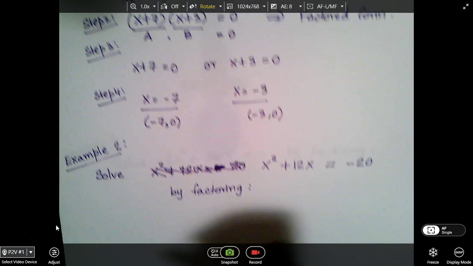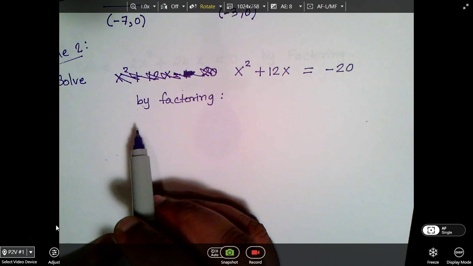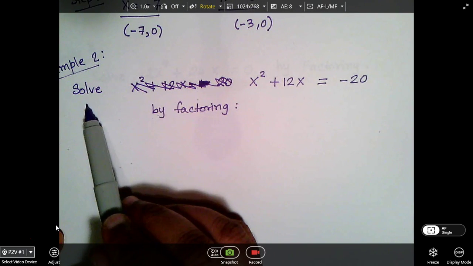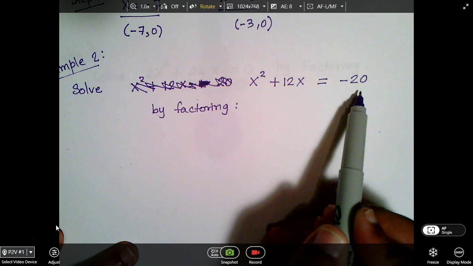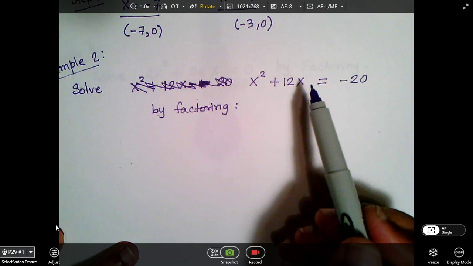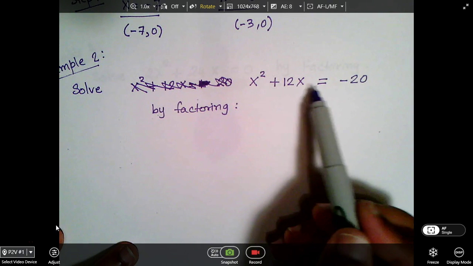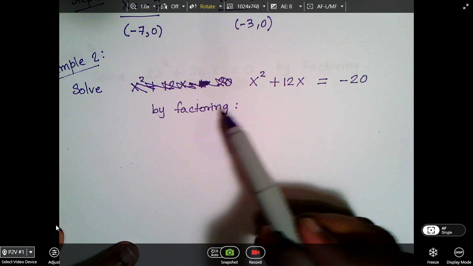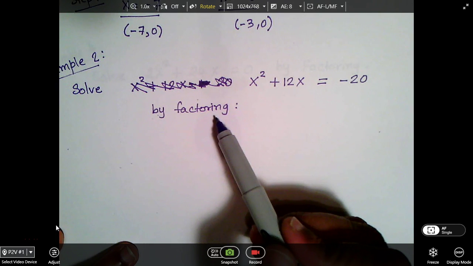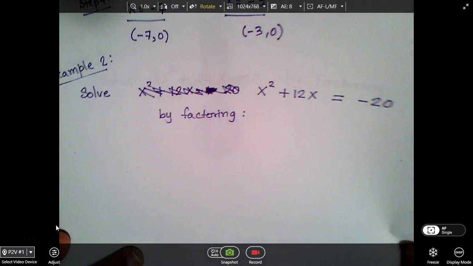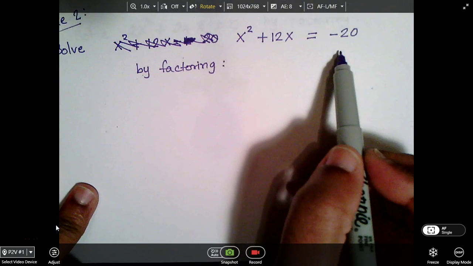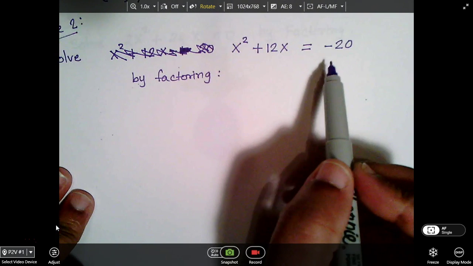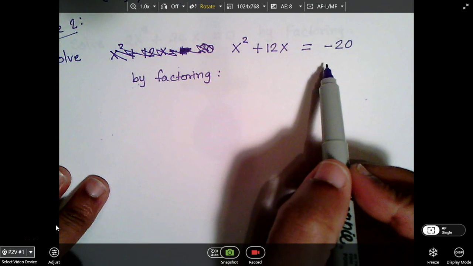Okay, let's take a look at the next problem. Solve x squared plus 12x equal to negative 20. They did not give you the function equation. They just gave you a quadratic equation straight away, and they want you to solve it by factoring. So my first step is to put it in standard form. As you can see, negative 20 is on the right side. I need to have one side set to 0, right?